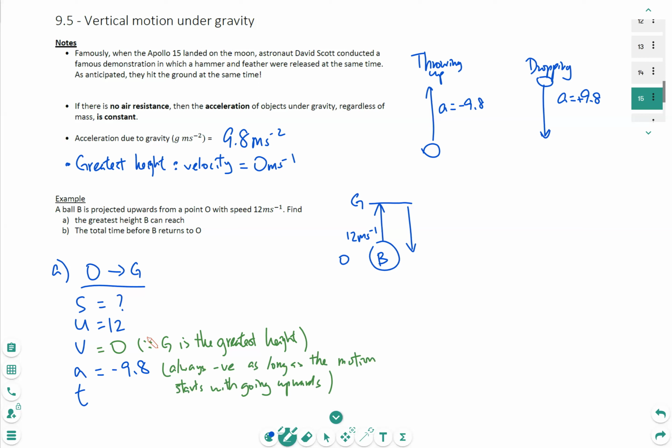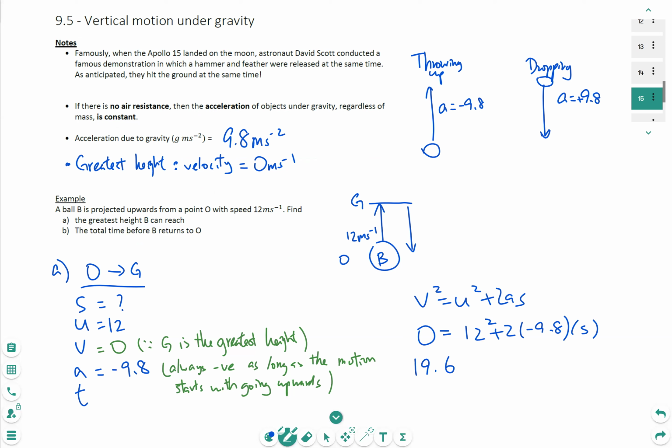All right, so here we need three pieces of information to use SUVAT, and we've got our three, so we can use it now. So let's do S equals, oh no, actually wrong formula. V squared equals U squared plus 2AS. U is 12, 2 times A, minus 9.8, times S.